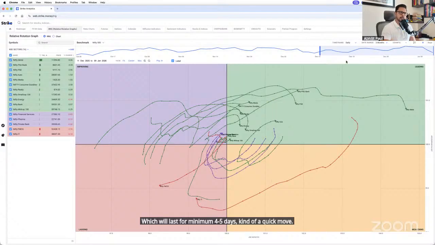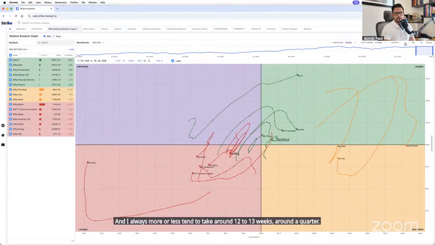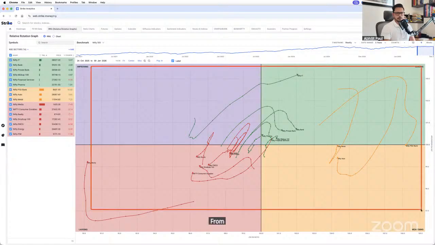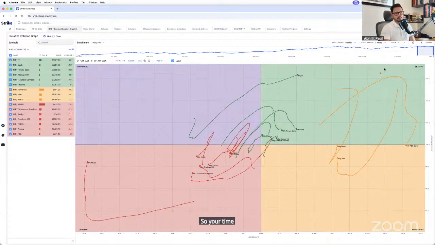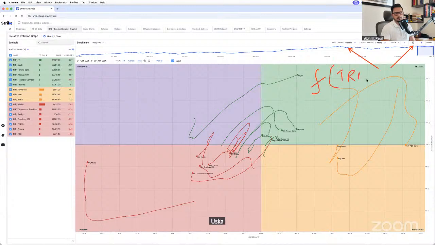I personally have used RRG primarily at the end of the week, and I always more or less tend to take around 12 to 13 weeks, around a quarter, because I want to understand strength, which sector is doing what and how it is moving from a quarterly behavior, which will help me to position my trades. And these trades are not 2 to 3 day trades, it's slightly longer than that. So your time frame, number of days or weeks or months, is a function of your decision making. It depends on the time period of your trade.